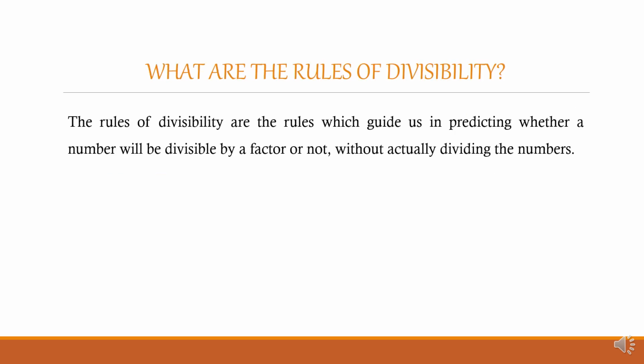Now, when we talk about rules of divisibility, we talk about the rules that guide us in predicting whether a number will be divisible by a factor or not, without actually dividing the numbers. This works very well when you have numbers that have 3, 4, 5, 6 digits, and you are asked whether such a number will be divisible by a particular factor. All you need to do is just to apply your rule of divisibility. Is that okay?